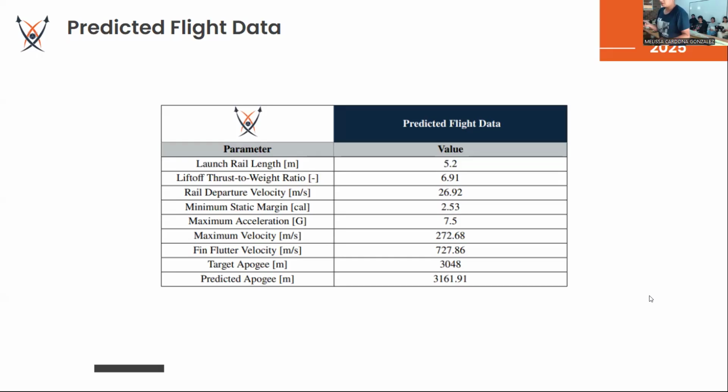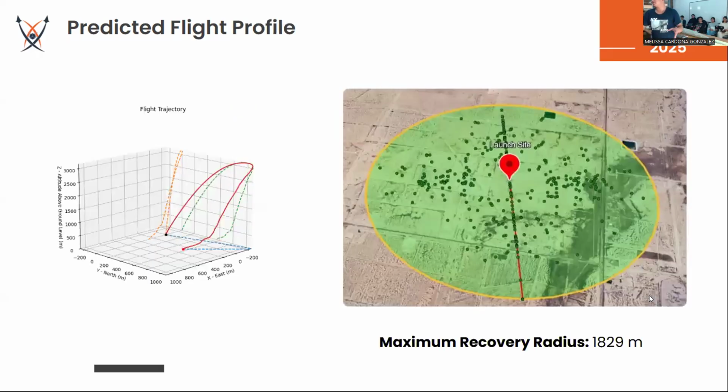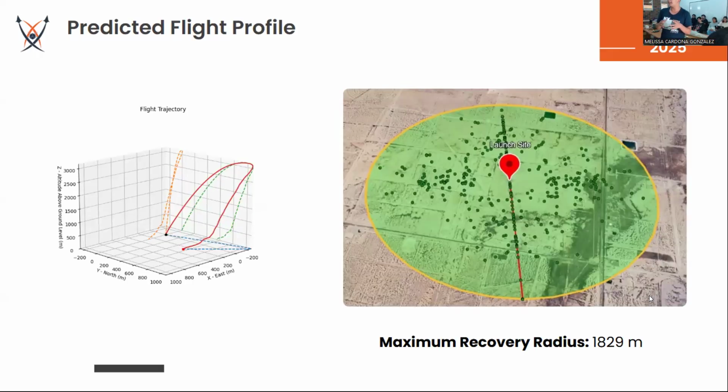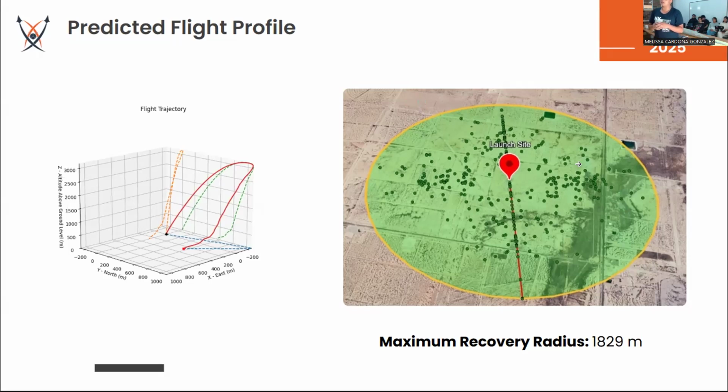which way was better to establish our predicted flight data. So in general terms, our predicted flight data, as Melissa said, we are currently on a target apogee of approximately 10,000 feet. As you can see on the slides, we have this flight trajectory, and we also did a general analysis of our recovery radius in order to determine all the parameters that we need at the moment of the recovery. And the maximum recovery radius that we could determine was 1.8 kilometers.